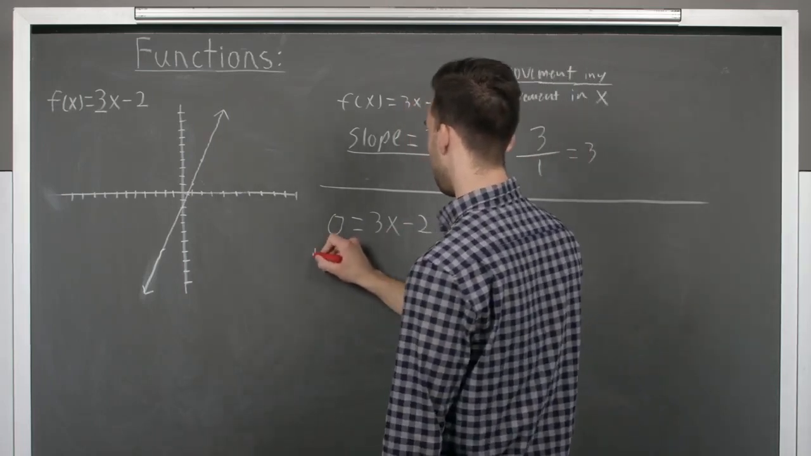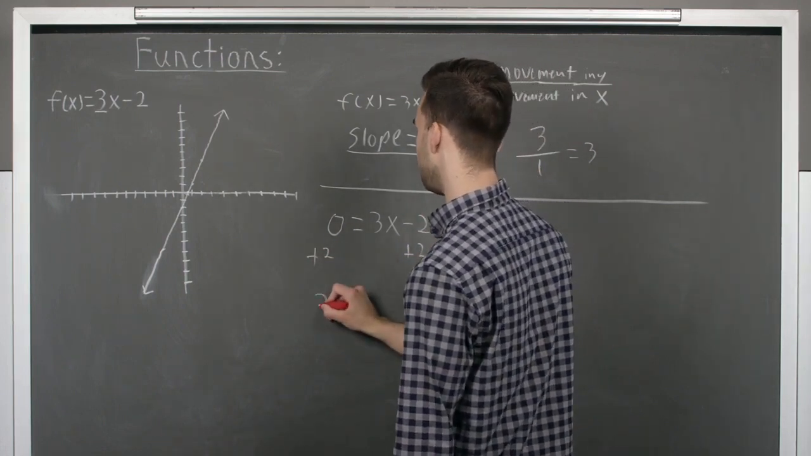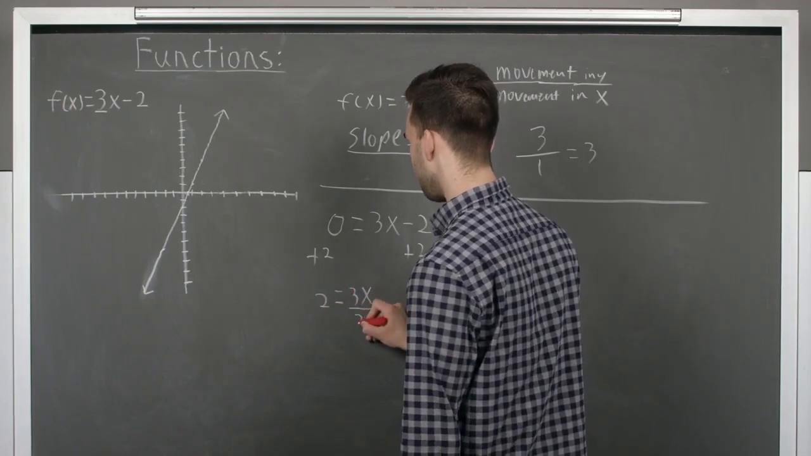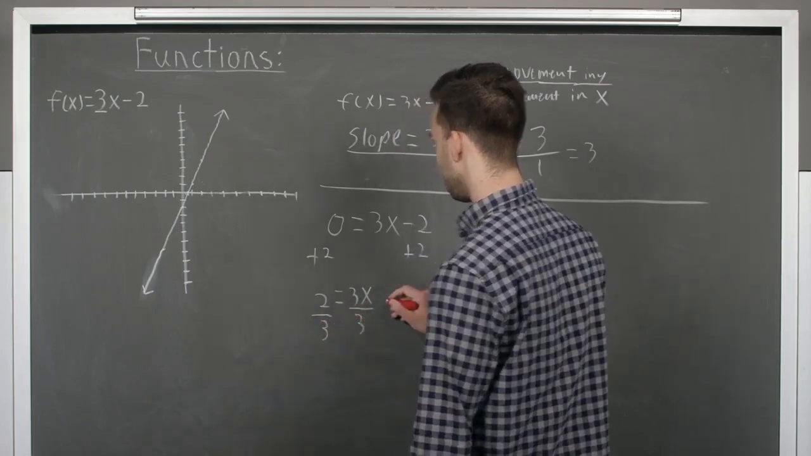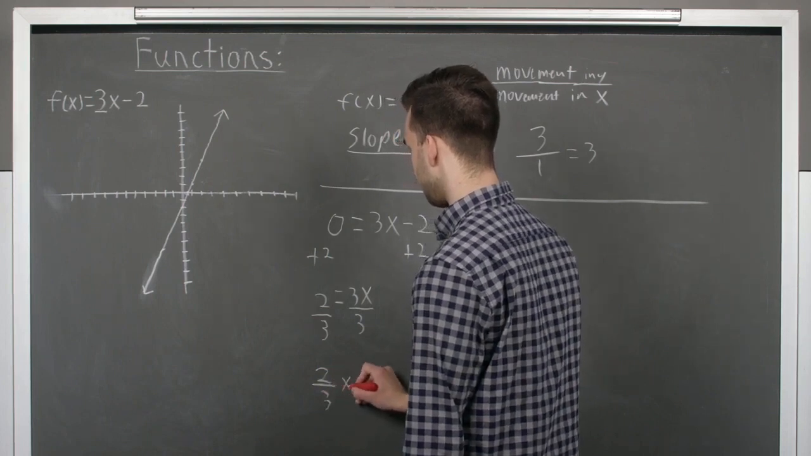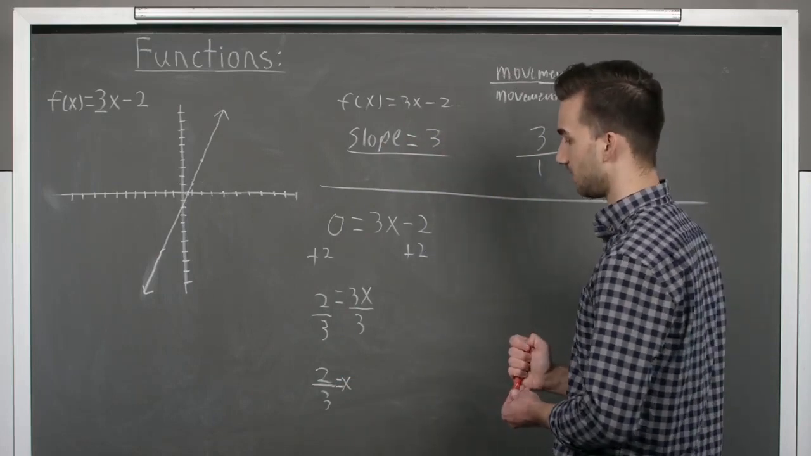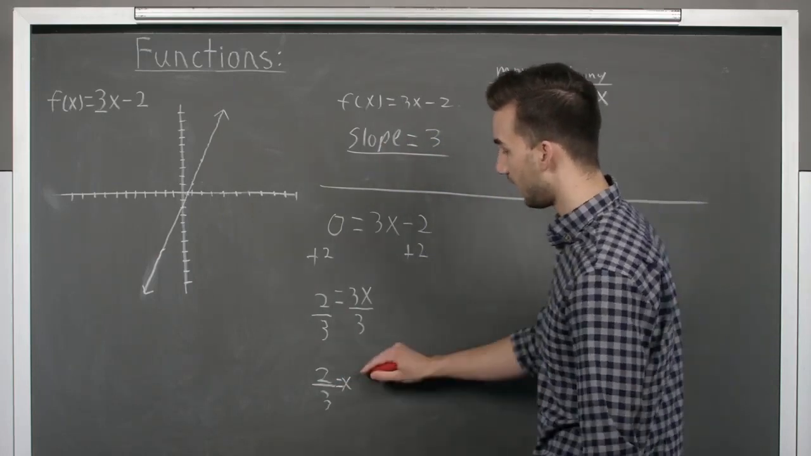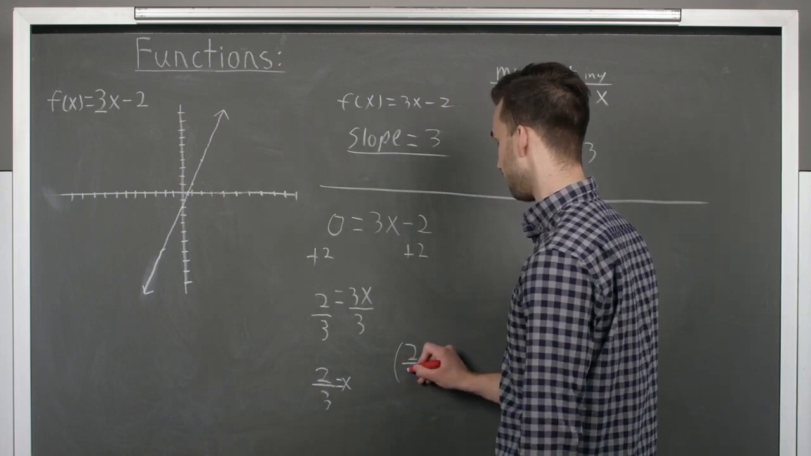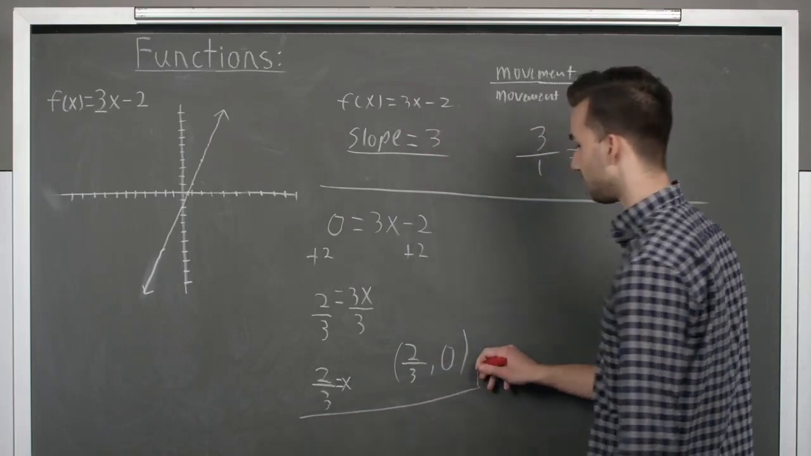So we're going to add 2 to both sides, so those cancel, and then we have 2 is equal to 3x. Then we're going to divide both sides by 3, and this gives us 2/3 is equal to x. So what this means is that the x-intercept is 2/3, and if you were to write that in point form, it would be (2/3, 0).